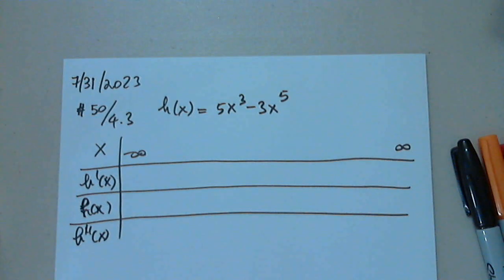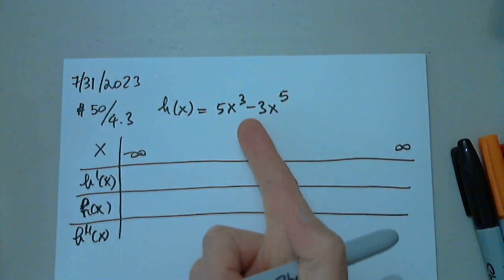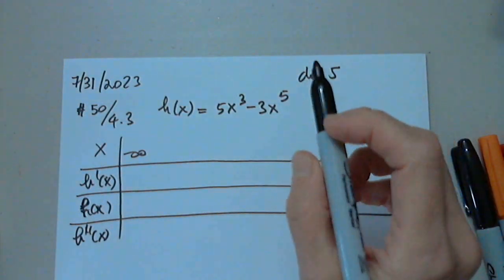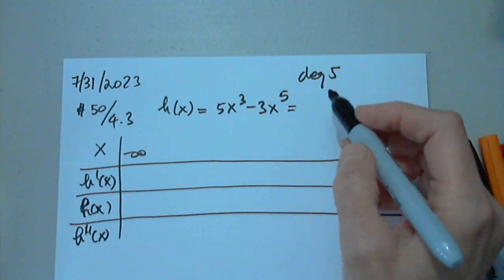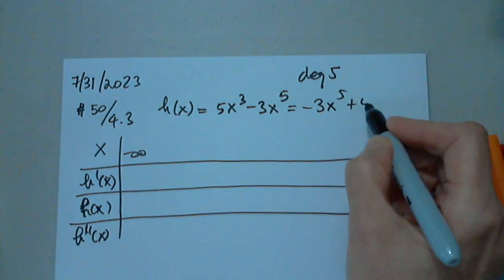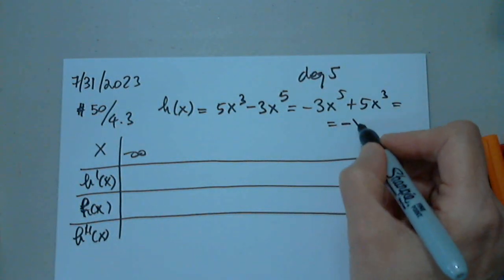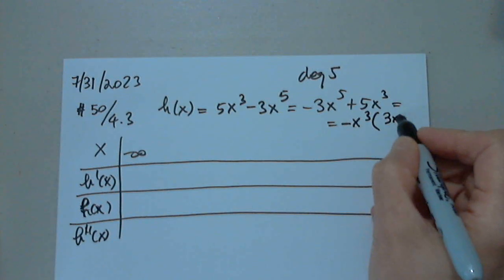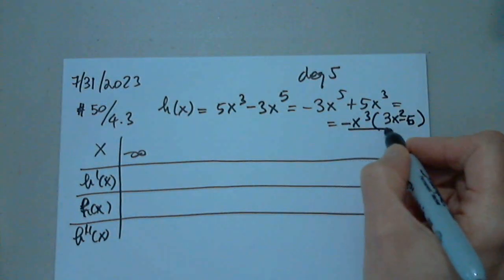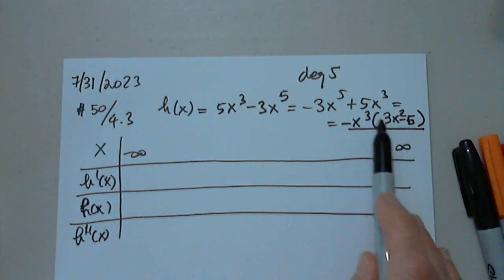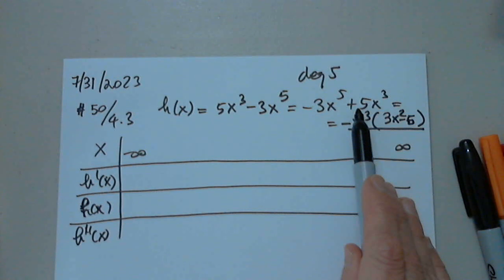Good. Okay, so first of all, I look at this function and I see it has degree 5. I see that it's not in descending order. And I see that I can factor out negative x to the third, and I have 3x squared minus 5. I factor out x cubed. You can always check, go back and distribute, and you get this.